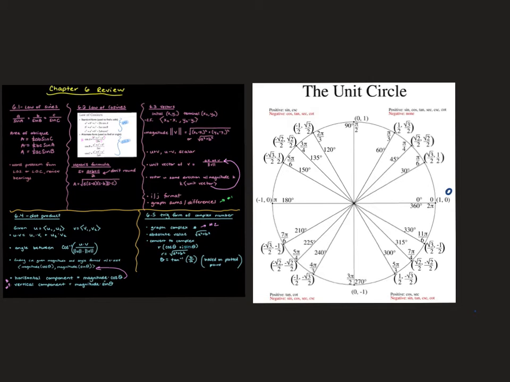So tan here is 0, tan here is root 3 over 3, tan here is 1, root 3, undefined, negative root 3, negative 1, negative root 3 over 3, 0. And then just repeat it: in the third quadrant it's positive, root 3 over 3, 1, root 3, undefined, then root 3. This time it's negative, negative 1, and negative root 3 over 3.